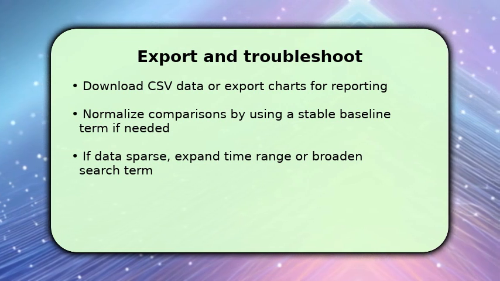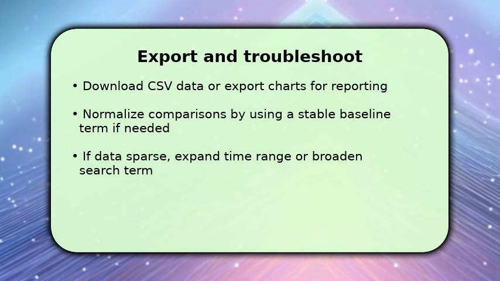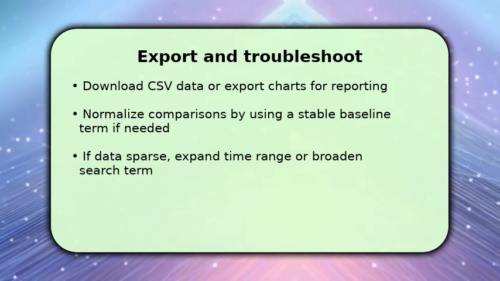If you see sparse or zero data, broaden the time range, switch to a larger region, or use a more general synonym to capture volume. If results still look wrong, clear filters and repeat the steps to ensure no unintended constraints remain.